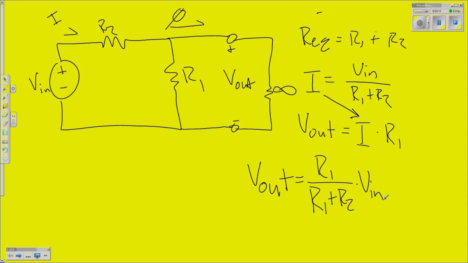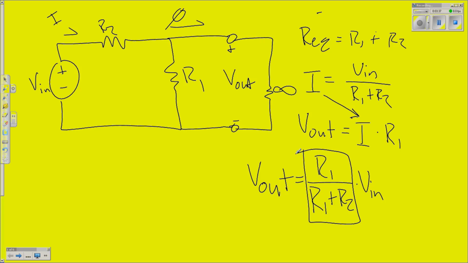V out is going to be some fraction of V in, and that fraction will be whatever relationship these resistors have with one another. So if I wanted V out to be very close to V in, I would make R1 much, much larger than R2. If I wanted it to be smaller than V in, I'll do vice versa. Make R2 much larger than R1.